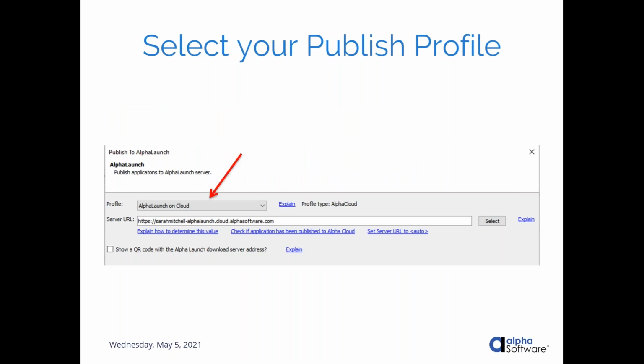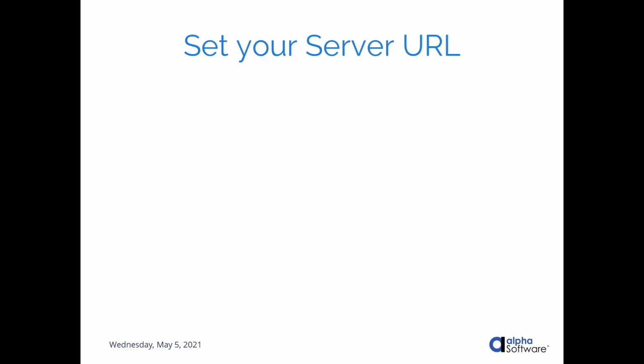So here's what you need to do in the publish to Alpha Launch dialog. The first thing you need to do is select your publishing profile, and this is the profile you use to publish your application to the application server. The next thing you need to do is set your server URL. And I have a lot of slides dedicated to this because over the last 3 weeks, everyone who ran into a problem publishing to Alpha Launch, it was their server URL was just wrong.